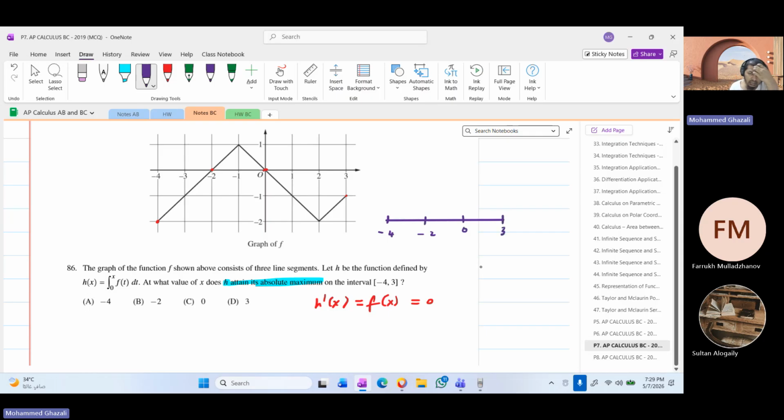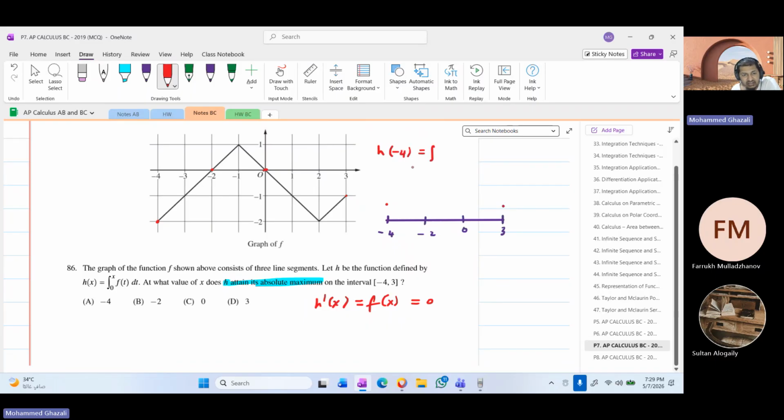I need some answers now. Let's see. What if I find H prime X? Okay, let's try to find the endpoints. What if I try to find H of 3, H of -4? Because I need the endpoints first. I need to know what the value is here and what the value is here. I need to know what's H of -4.